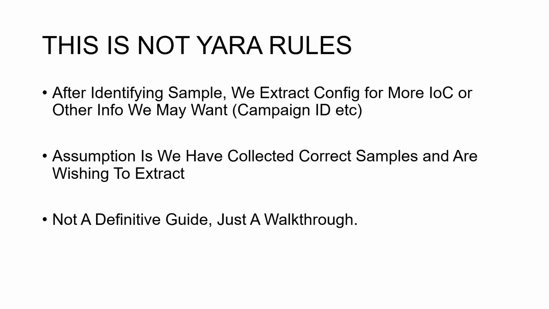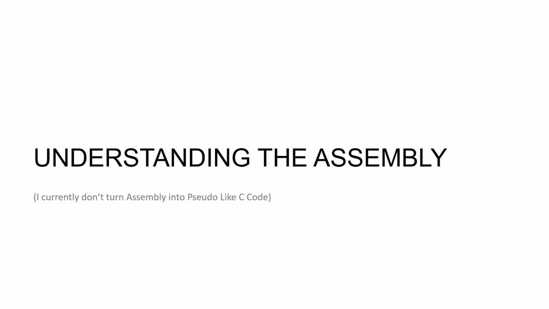So the assumption is we collected correctly some samples, and a real important one is correctly, because we want to make sure they're all to a certain degree the same variant. We don't want to have things like NJRat and Emotet together. This is definitely not a definitive guide. This is definitely just a walkthrough. I want to put that out there right now.